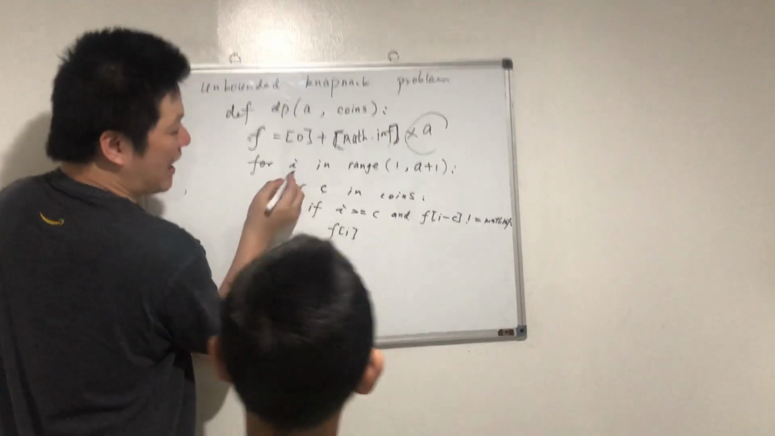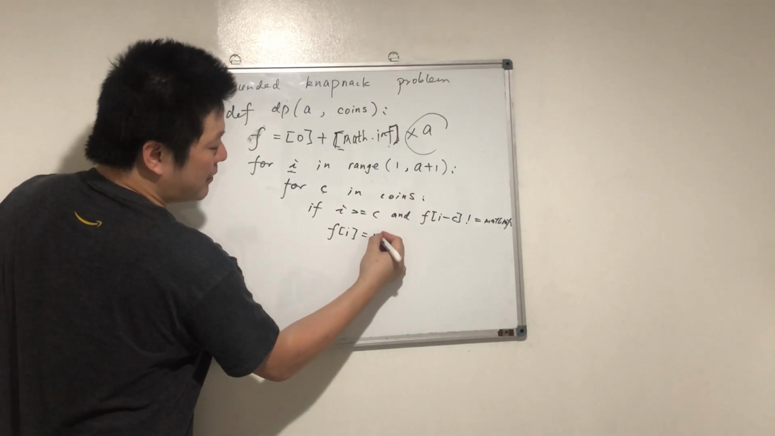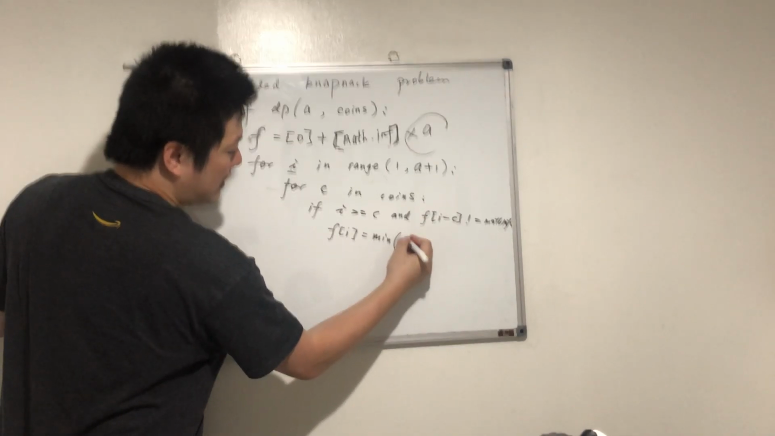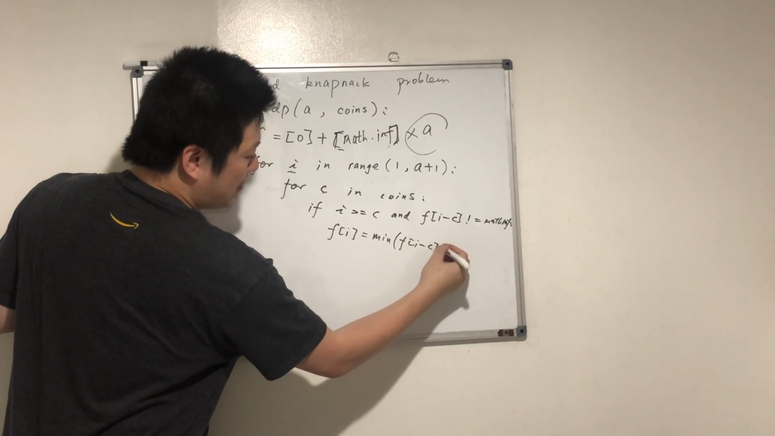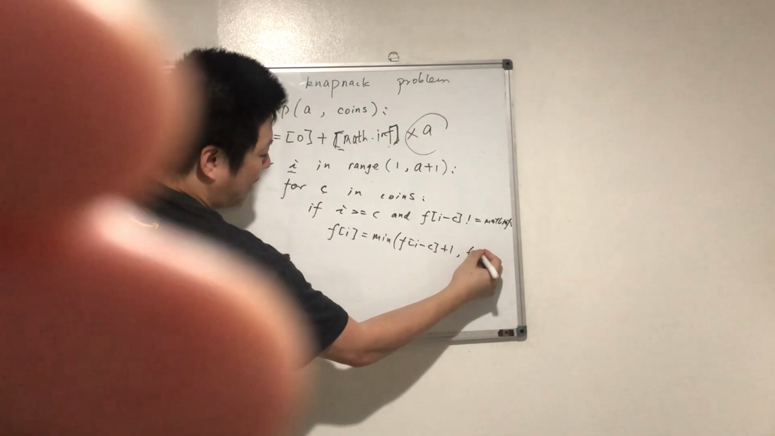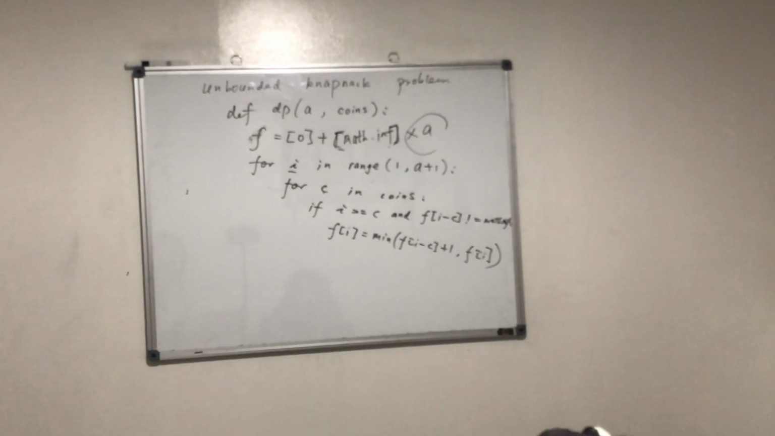Fi, we are calculating the Fi value. Equals min of Fi minus c plus 1 and Fi, right? We want to keep the minimum. Does it make sense, Eric?